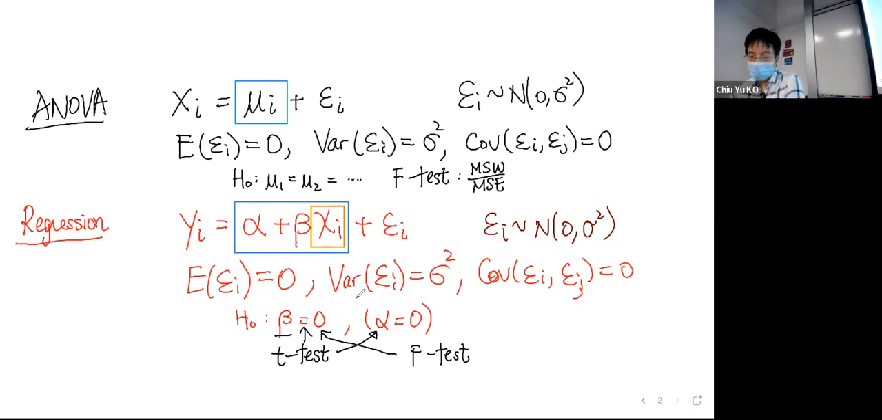Okay, because beta and alpha are measured by A and B, right? The A and B are random variables, right? So A and B will also follow a normal distribution. Okay, so that would be the main idea that we are trying to do.